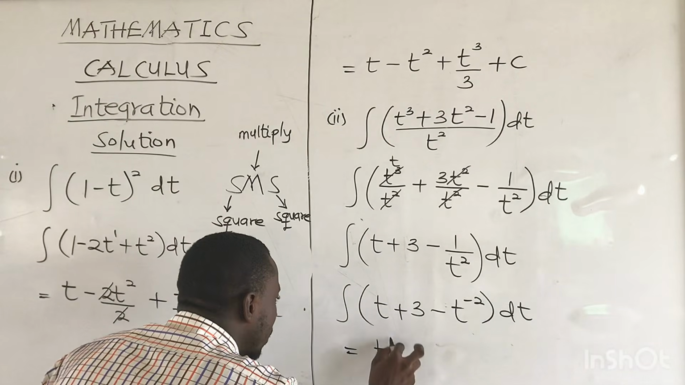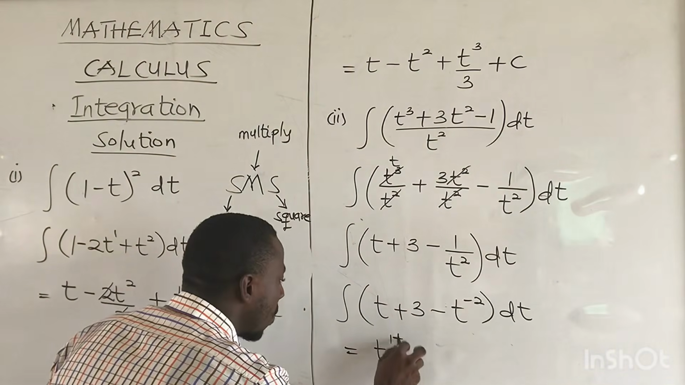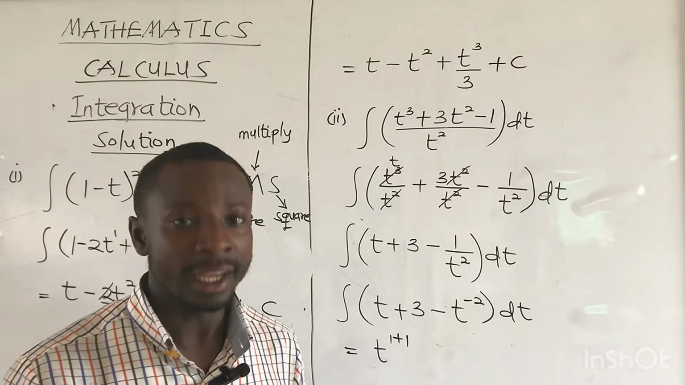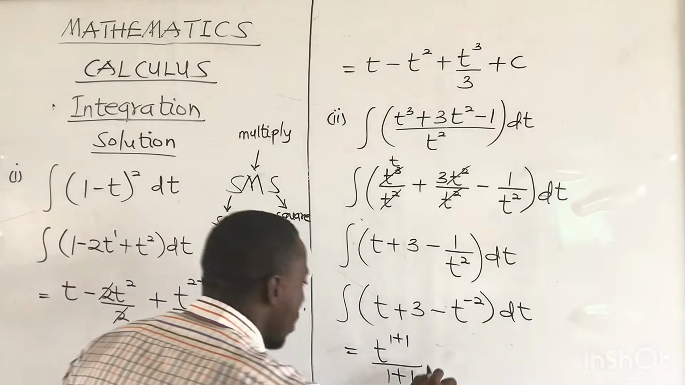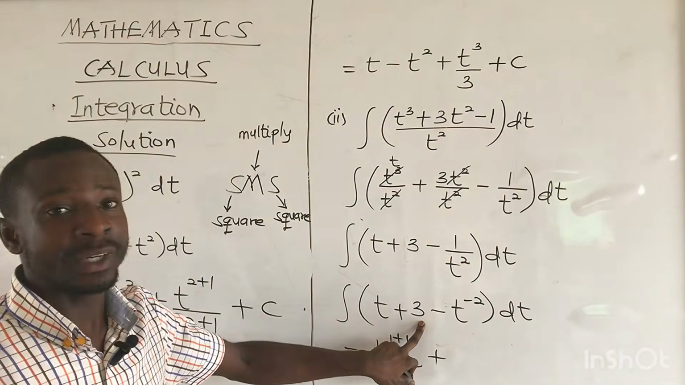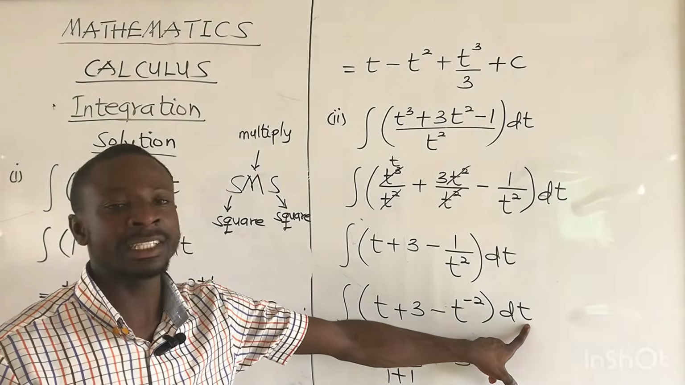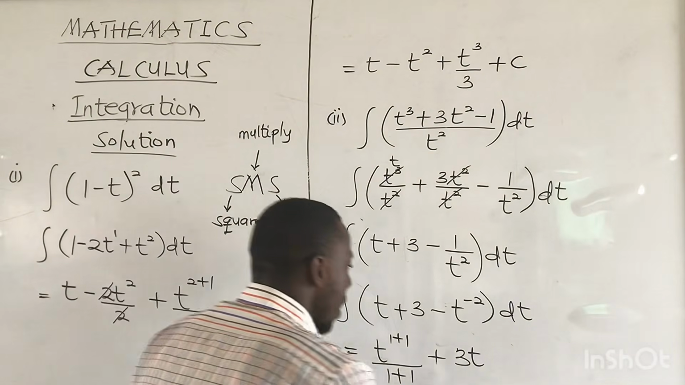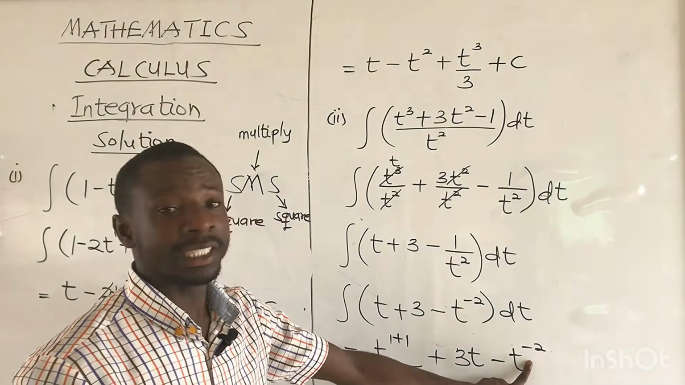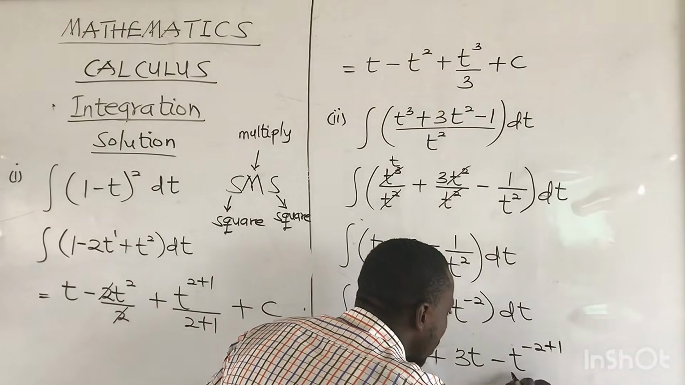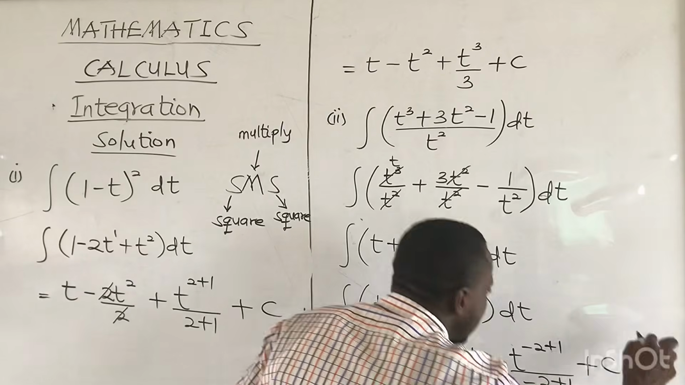So we have t. T has an exponent 1. So we'll add 1 to it anytime we are integrating, divided by the same thing we have here. Plus, when we are integrating a constant, we add t to it because we are integrating with respect to t. Minus t exponent negative 2. And because I am integrating this, I need to add plus 1 to it, all over the same exponent negative 2 plus 1, plus c.